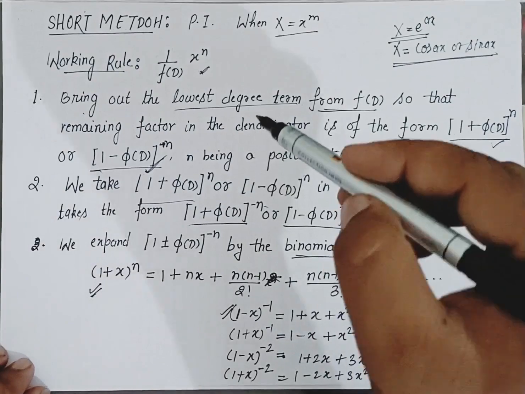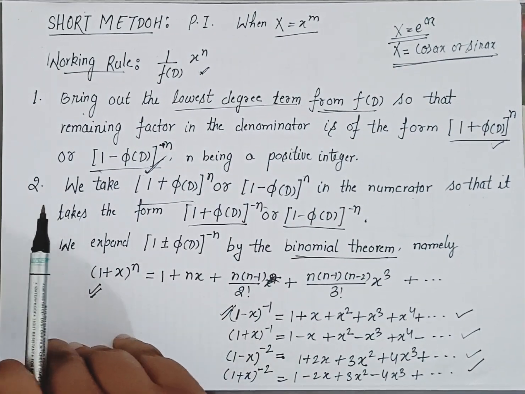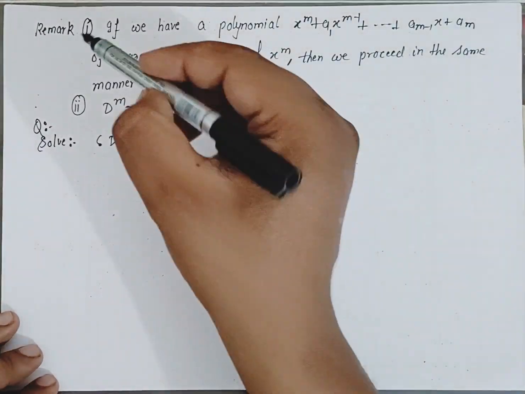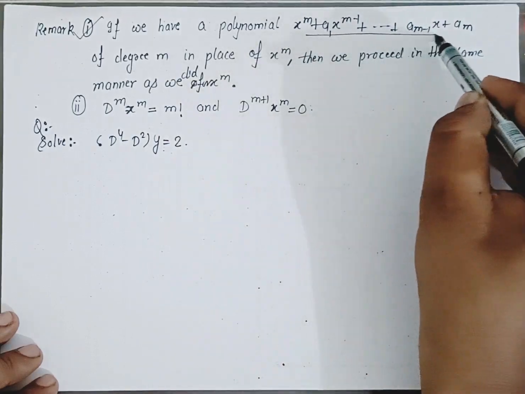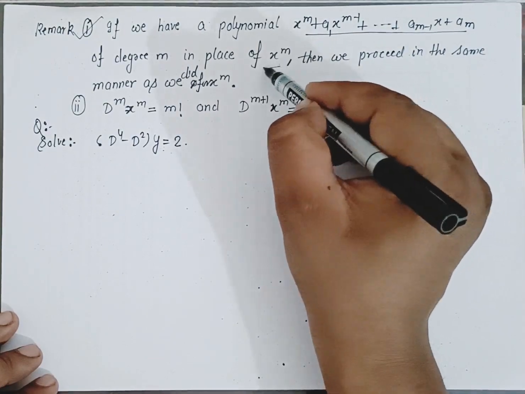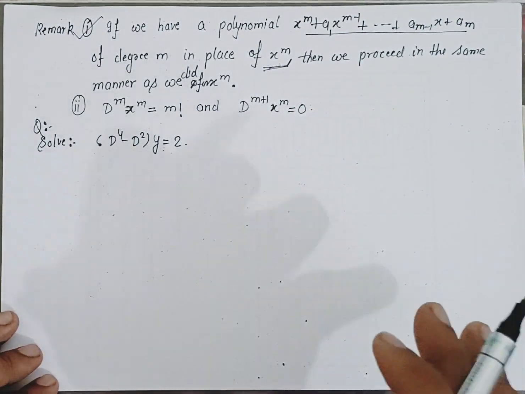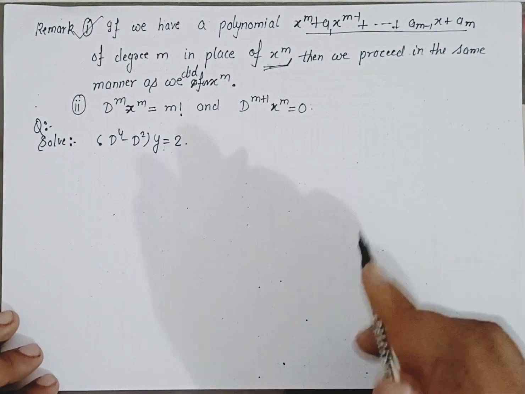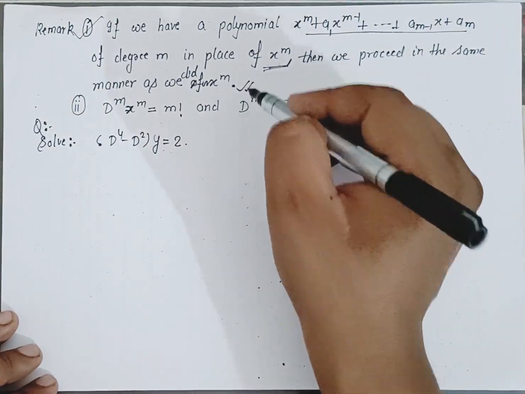Remember, first you have to understand this theory, then try to solve the questions. We have some remarks also. Remark number 1: if we have a polynomial in place of x to the power m, that is capital X equal to a polynomial, then the same methodology will be followed. We will proceed in the same manner as we have done for x to the power m.